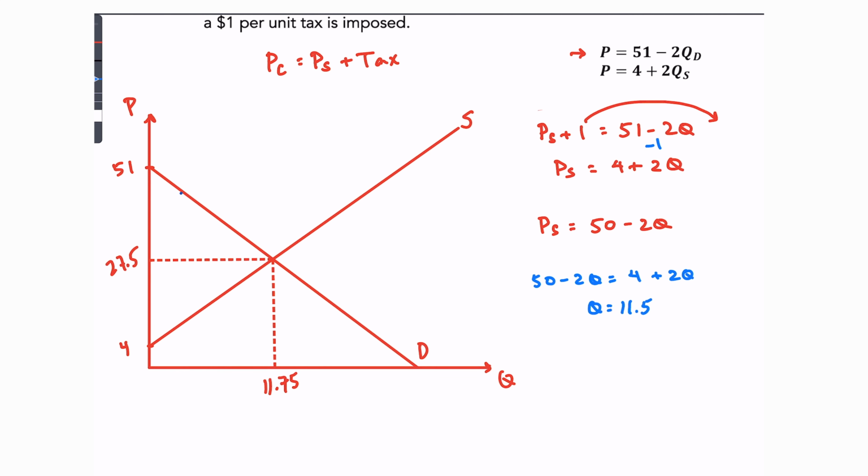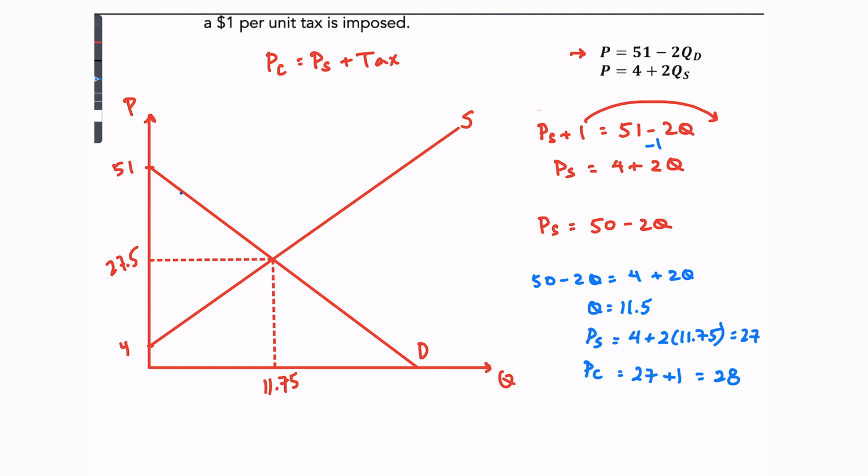So if the quantity is 11.5, the supplier's price would be 4 plus 2 times that, which is 27. And the consumer's price would be 27 plus 1, 28. So this would be the effect of imposing the tax. Quantity would drop slightly from 11.75 to 11.5. The supplier would be charging $27, but the consumer would be paying $28.